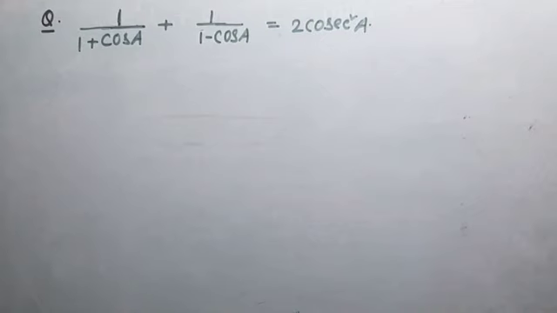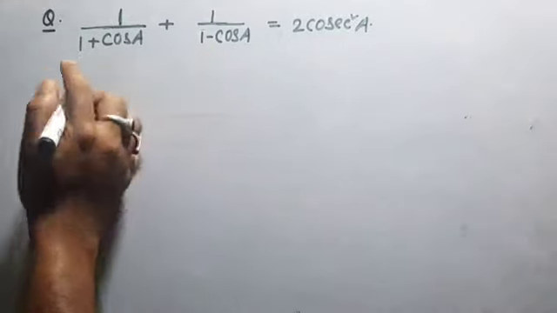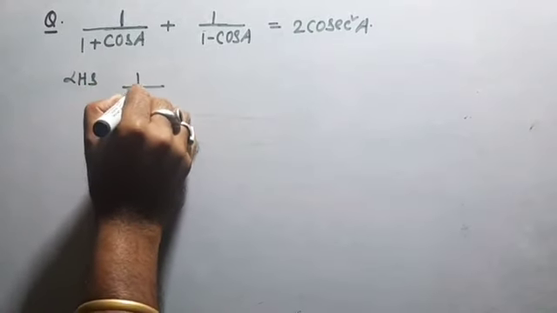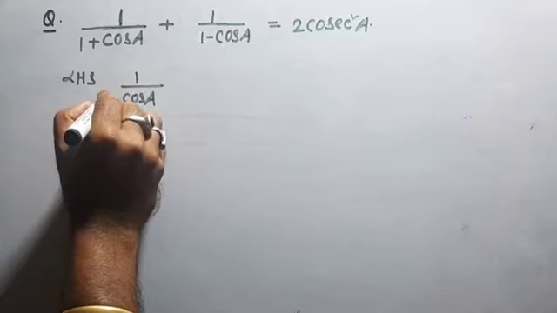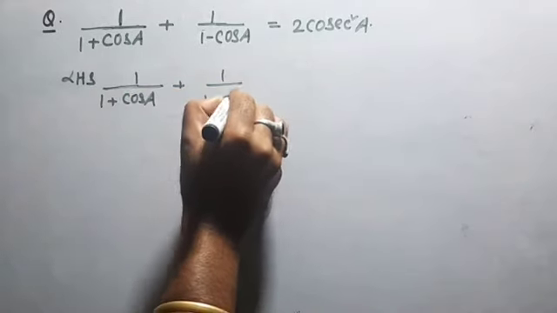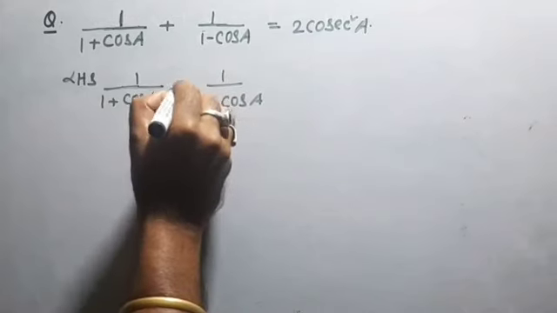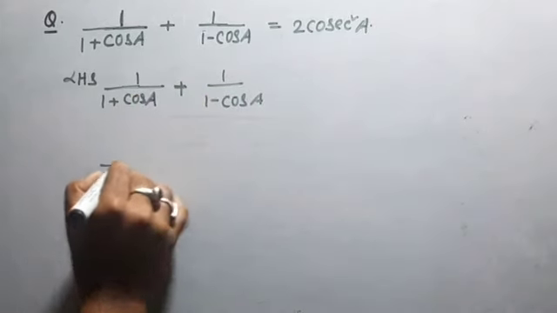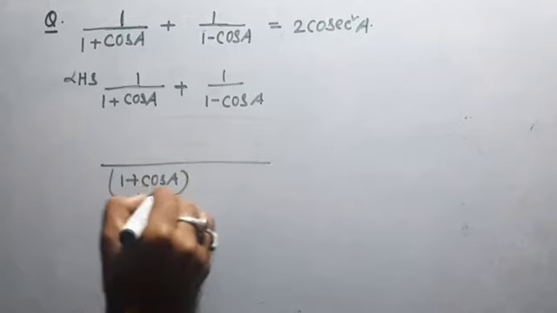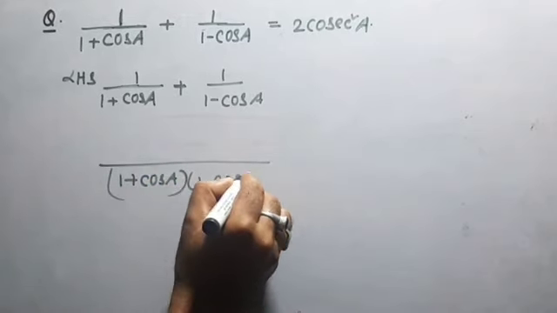Next question, 1 by 1 plus cos a plus 1 by 1 minus cos a, and you have to prove 2 cosec square a. So very simple, you take LHS. LHS is equal to 1 by 1 plus cos a plus 1 by 1 minus cos a. That is your LHS. Now take LCM. So LCM is 1 plus cos a and 1 minus cos a.